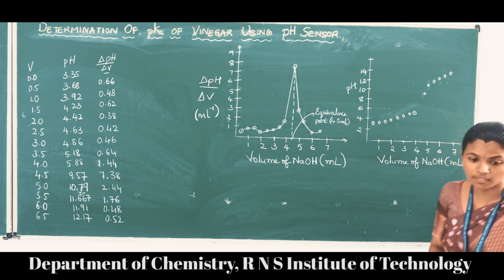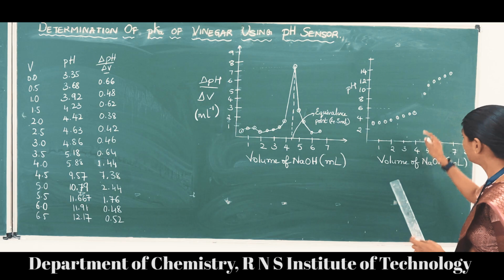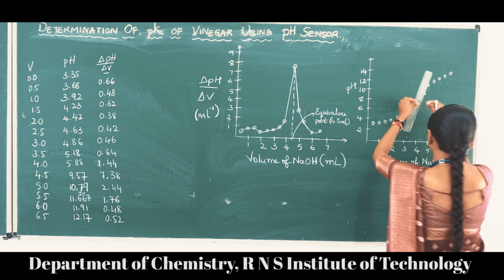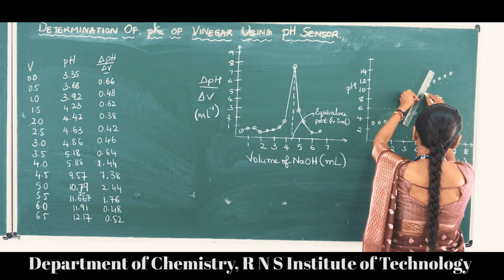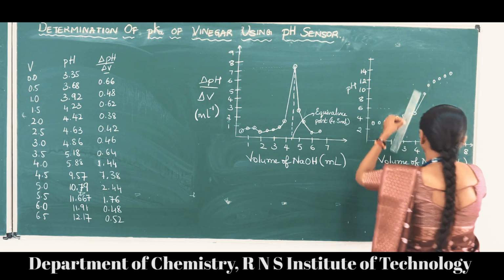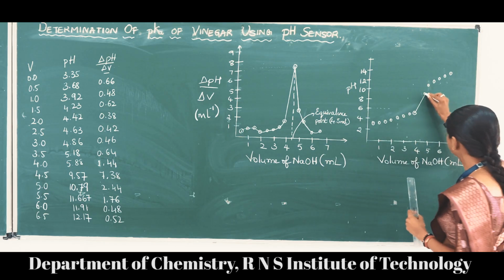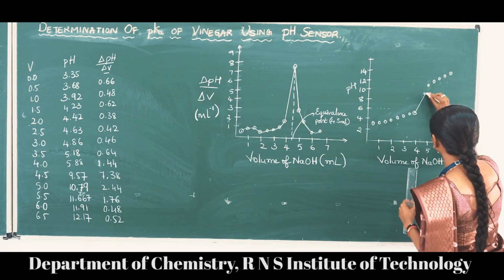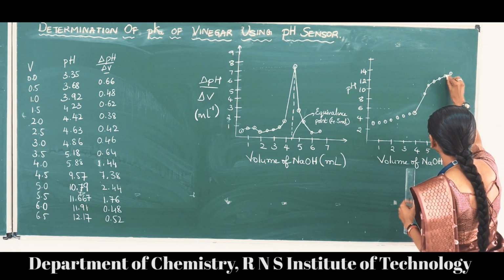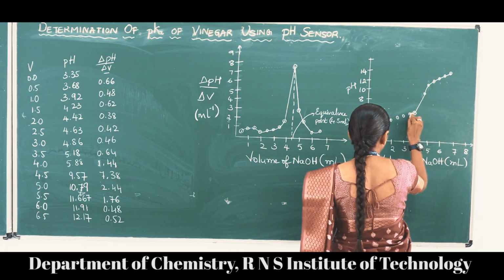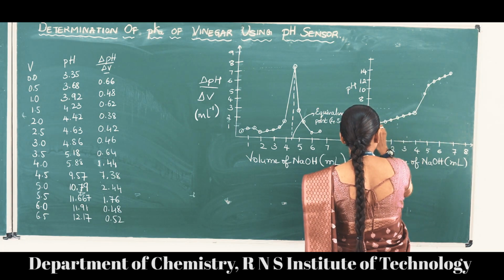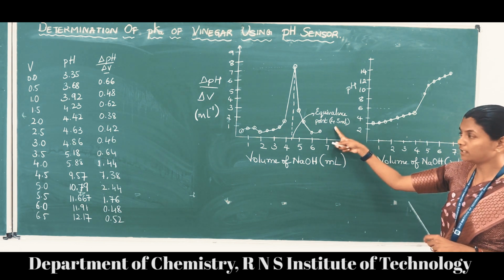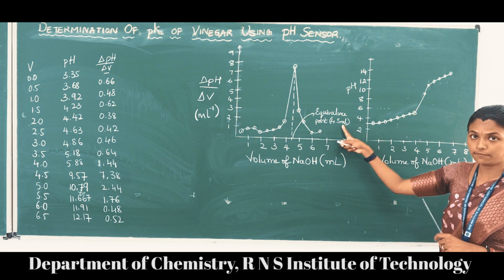Let's join them using a scale. Here also, there are two farthest points and we will use the scale to join them, while the rest of the points you can just join freehand. And now you have got the equivalence point, which is 4.5 ml.